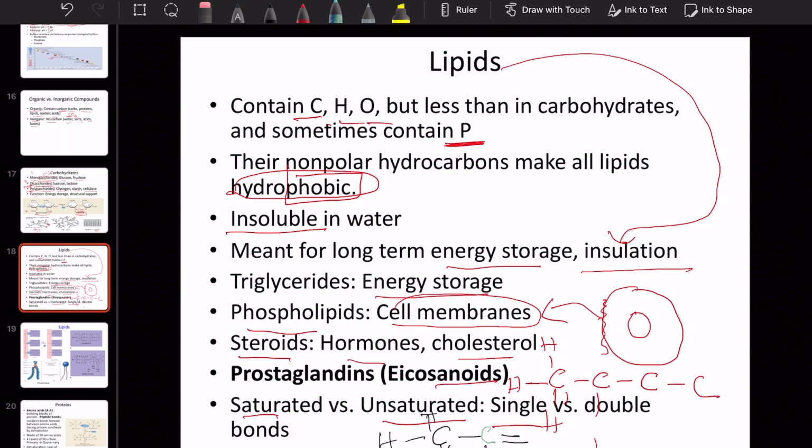Hydrogen. So 1, 2, 3, 4. Then carbon. Then think about another double bond. So it does have already 4 bonds, so it doesn't need anything. Maybe this one has one more hydrogen and hydrogen. So a double bond is formed. That is unsaturated.